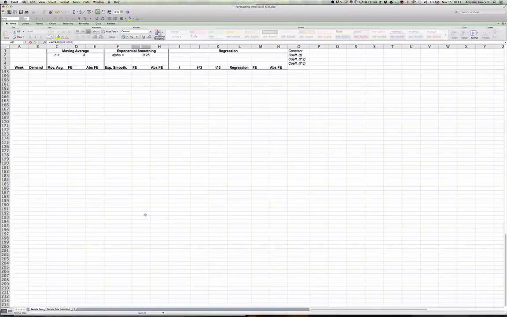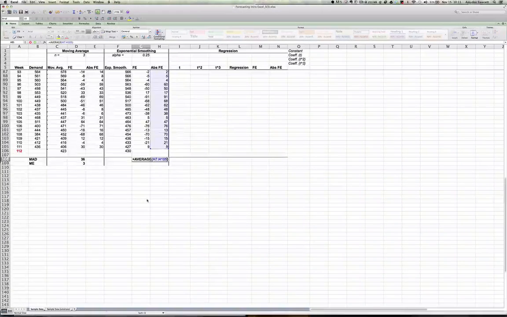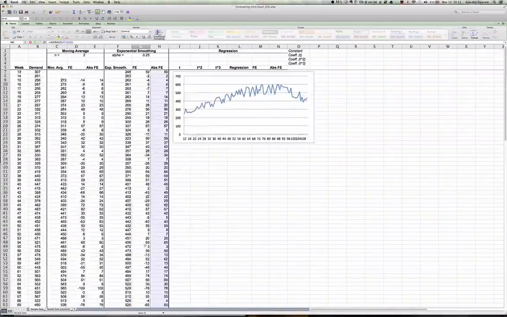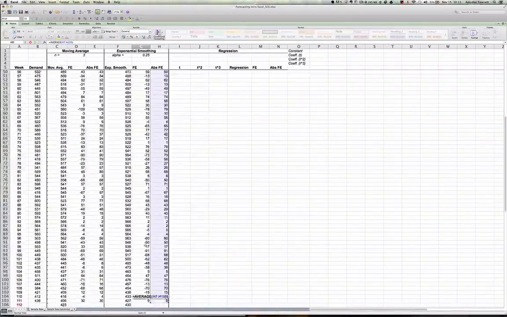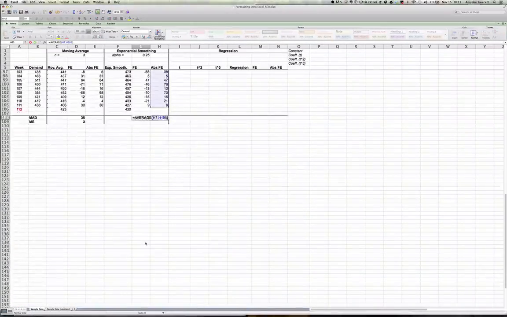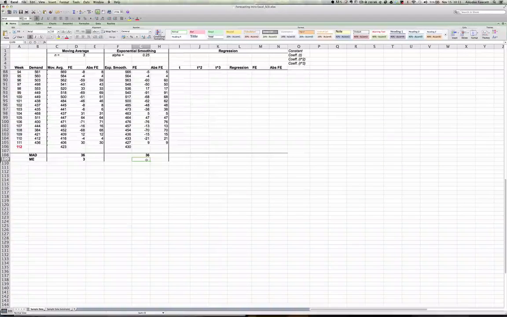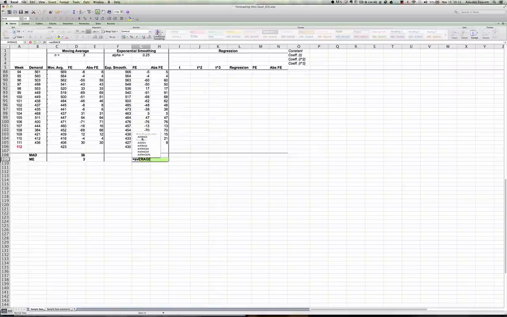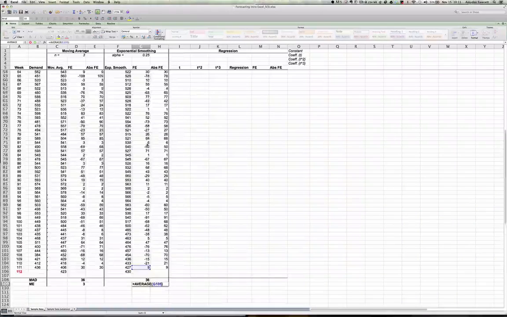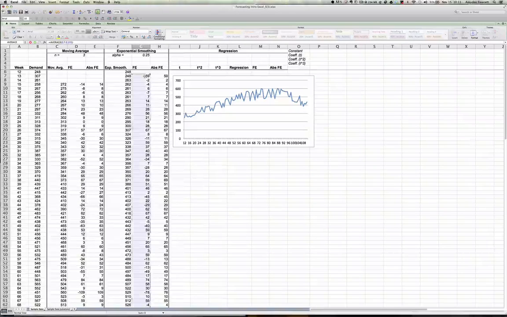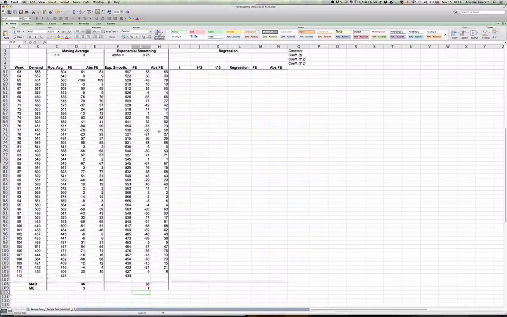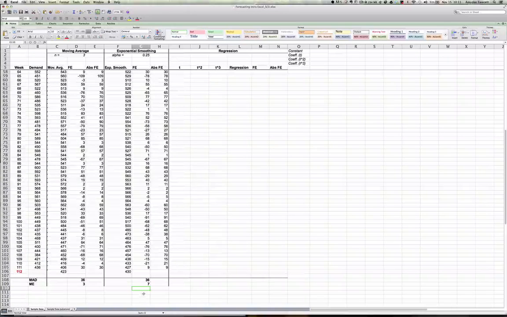Now I can go ahead and calculate again the mean absolute deviation, which is 36 in this case, just like it was for the simple moving average. And I'm also calculating the mean error, which is the average again of my non-absolute forecast errors. Now you notice that here, comparing the 3-period moving average with the exponential smoothing method for alpha equals 0.25, I'm clearly better off using the moving average forecasting technique.